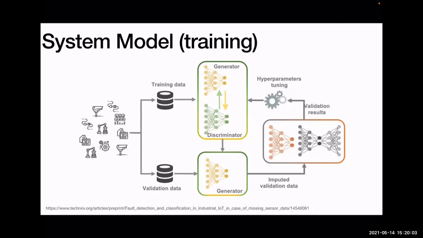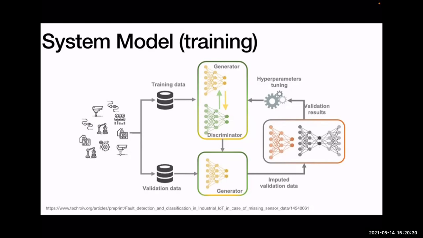So for anomaly detection, we chose to use an autoencoder. I'm not going to get deeper into autoencoders in this talk because we don't have enough time. And for classification, we just use a neural network. So we realized that the imputed data set was not performing very well on persistent sensor failures when we tried to detect anomalies and to classify them.